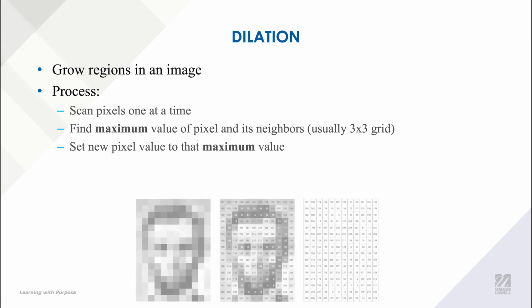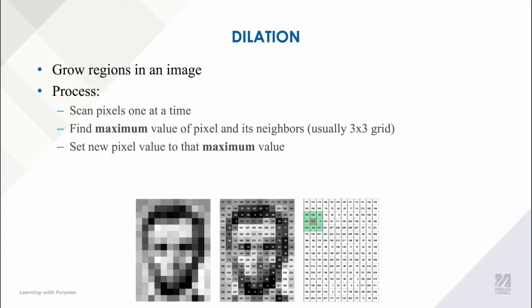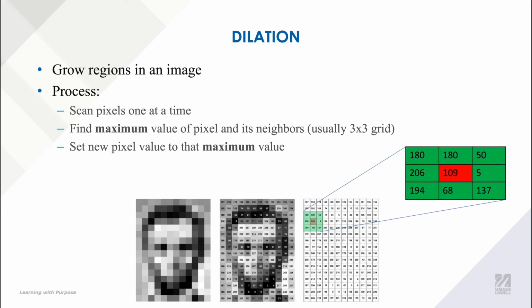Again, going to this region on Abraham Lincoln's hair, we again look at the 109 here. We look around at all the maximum values and we see this 206. And so we say that this 109 is now going to become 206. This is going to have the effect of growing this lighter gray region here into this area here. It's a little bit darker gray, which is going to have the effect of shrinking his hair and growing the white space around it. Because again, we talk about these terms in terms of white growing and the darker gray areas shrinking.